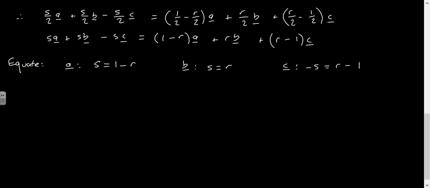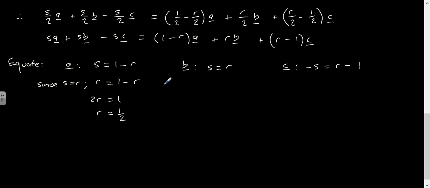Okay, so just equating those C's. Because they're the same vector, they have to be the same. So let's start by looking at this. S equals R. I can substitute S equals R into here. So since S equals R, R equals 1 minus R, which means 2R equals 1, which means that R is a half.